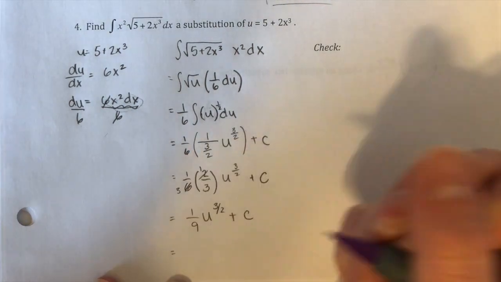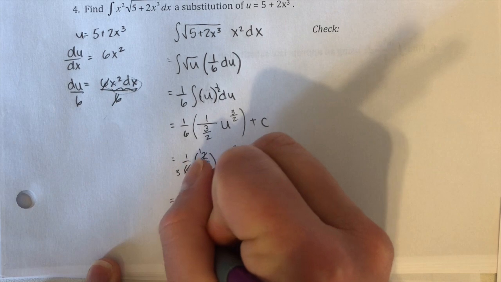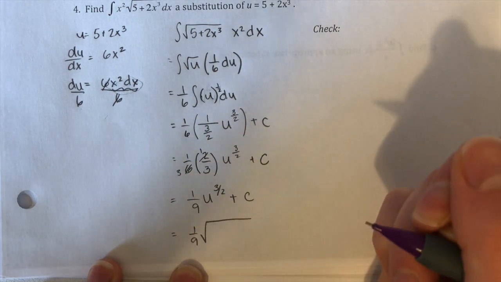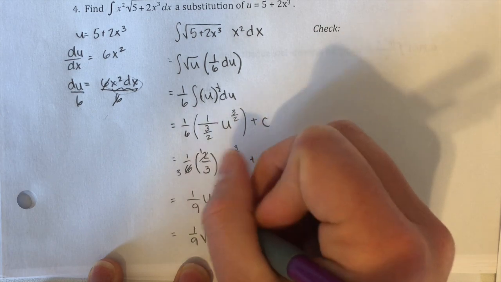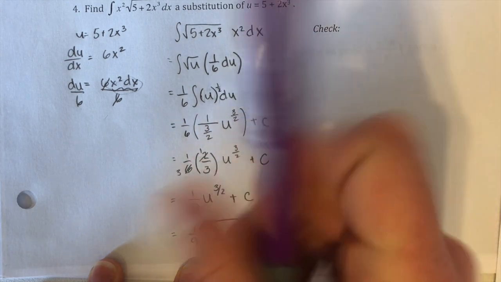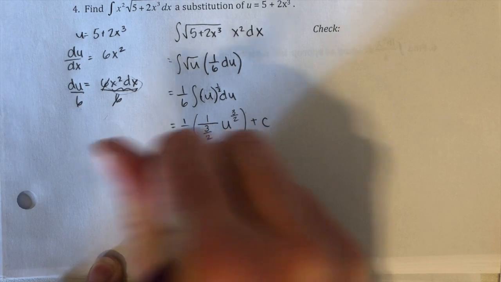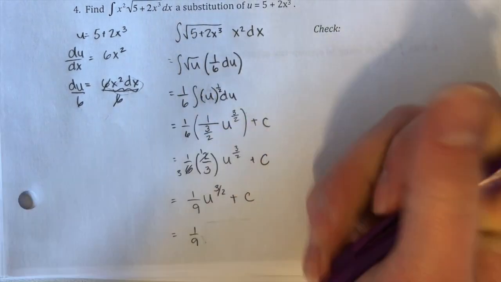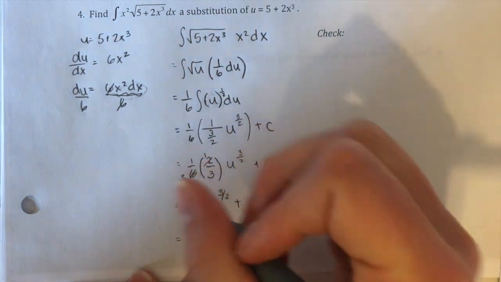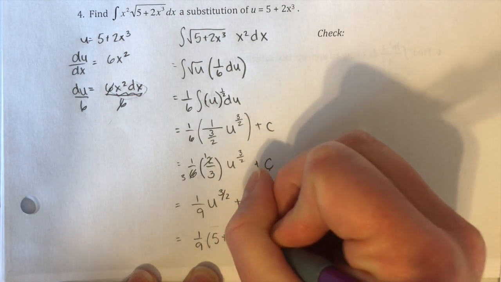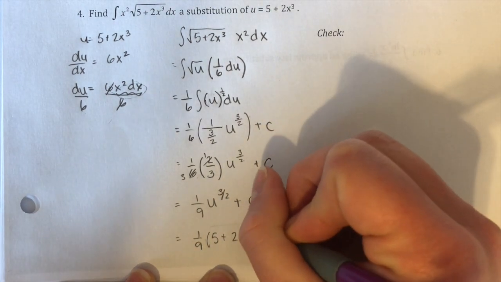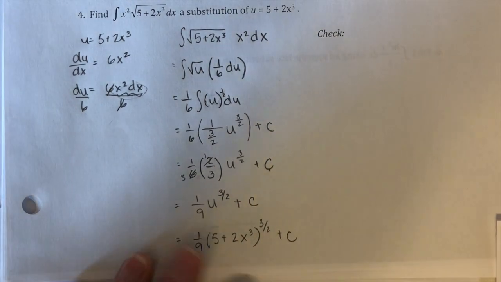And then if we substitute our x's back in, 1 over 9, this is going to be the square root of this whole thing cubed. So I'm just going to leave it as to the 3/2 because that's going to be easier. We could convert it to root because we know how to do that. So 5 plus 2x cubed to the 3/2 plus c.